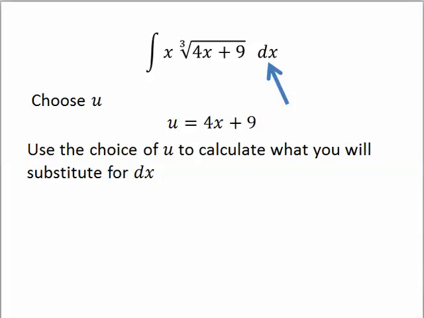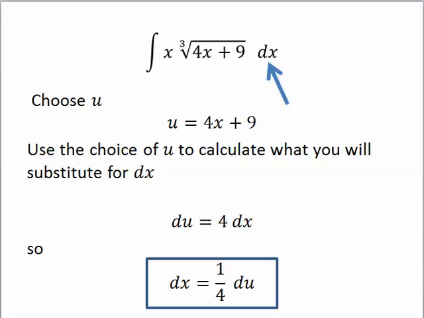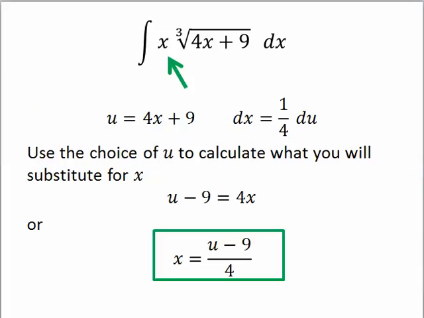Use the choice of u to calculate what you're going to substitute for dx. Well, if u equals 4x plus 9, then du equals 4 dx, and so dx will be changed to 1/4 du. Also, what are you going to put in for x? Do you see that x at the very beginning of the integral? Well, if u equals 4x plus 9, then x equals u minus 9 all divided by 4.